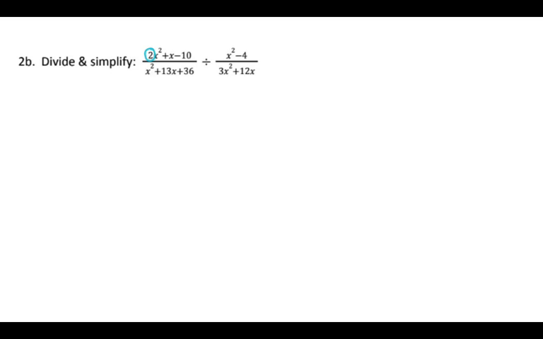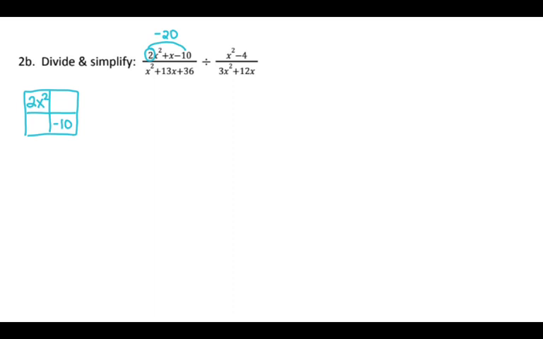That tells me, hey, I'm going to have to multiply using the box. So I'm going to start by multiplying my first and my last numbers. So 2 times negative 10 is negative 20. I'm going to go ahead and set up my box on the side. And on the top left, I'm going to put my 2x squared. On the bottom right, I'm going to put my negative 10.